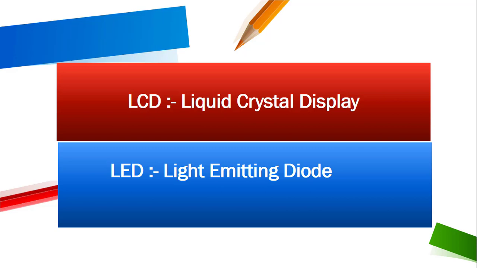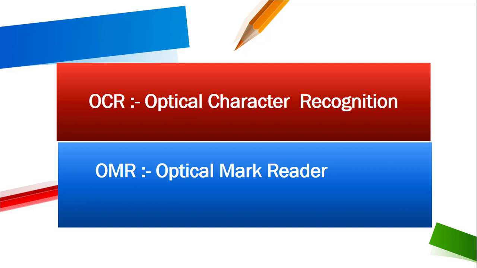Next we have LCD, that is liquid crystal display, and LED, which stands for light emitting diode. OCR stands for optical character recognition, and OMR stands for optical mark reader. OCR is basically the electronic or mechanical conversion of images, especially handwritten, printed, or typed images, into machine encoded text. So this is what OCR does.